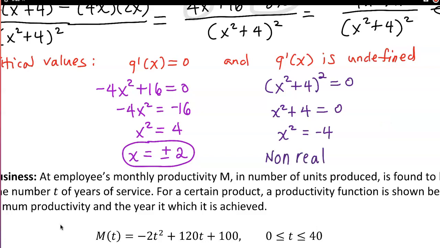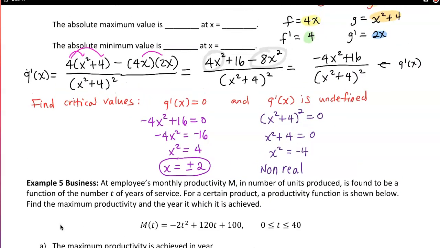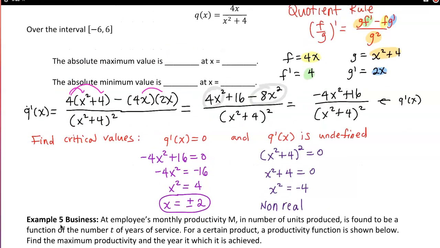Non-real. So this function is always defined, so we don't have to worry about the second case where a critical value can happen. The only critical values are positive 2 and negative 2, which make the derivative 0. Okay, so I know my candidates. I'm going to see who is really the winner by plugging in 4 numbers.